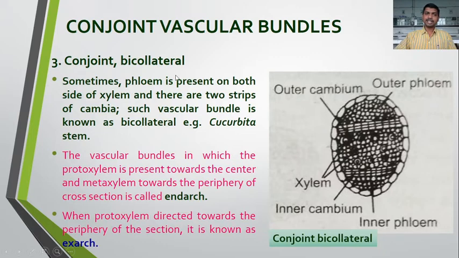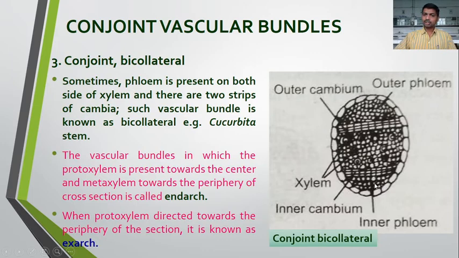What happened here? First we see the conjoined, bicollateral. Here the vascular bundle consists of both xylem and phloem. What is bicollateral? Here phloem is present on both sides of the xylem. Here is also phloem, here is also phloem. So phloem is present on both sides of the xylem and there are two strips of the cambia. Such a vascular bundle is known as bicollateral, for example Cucurbita stem.